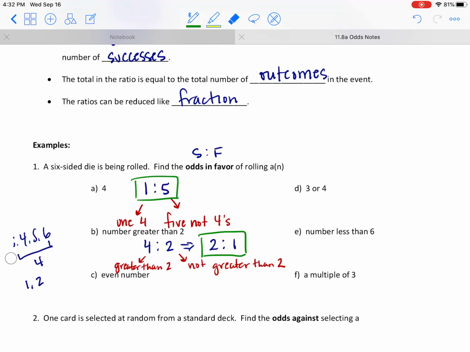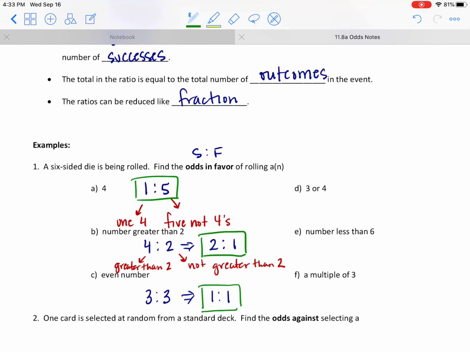Okay, how about the odds in favor of rolling an even number? Well, how many evens? So rolling an even number, this would be a success. How many evens are there? In the 2, 4, and 6, there's going to be 3 evens. And then how many not evens? Well, there are 3 of those as well. So 3 to 3 ratio, that's our total of 6, but that's going to reduce to 1 to 1. So we have 1 to 1 odds in favor of rolling an even.